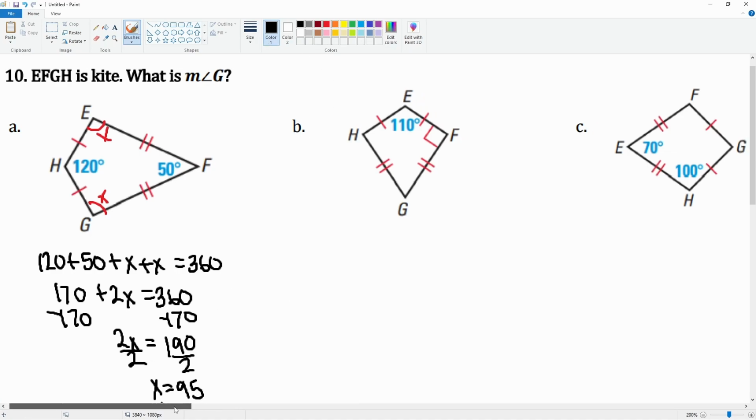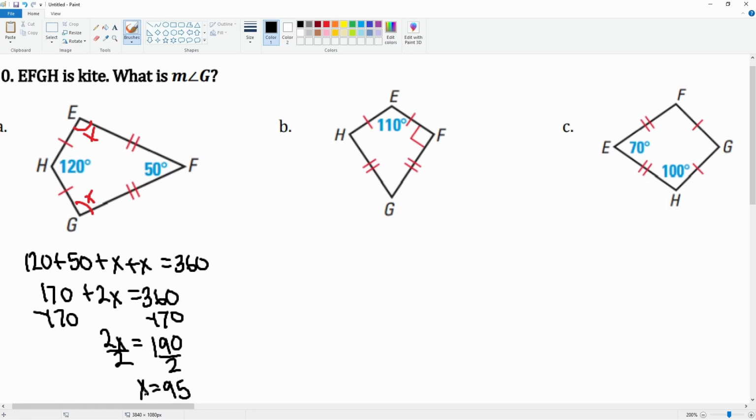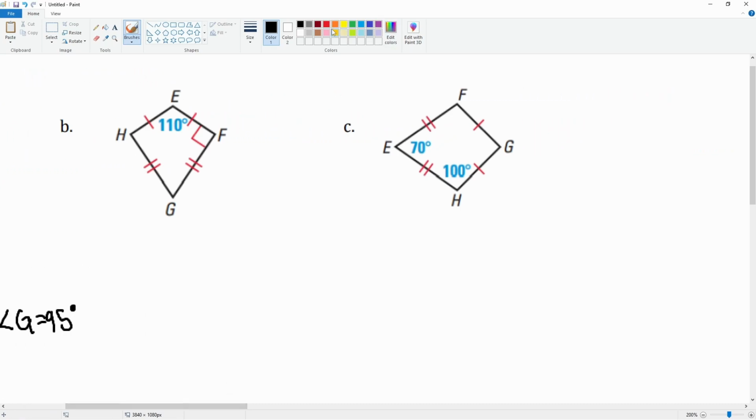All right, so angle G is equal to 95 degrees. B, notice that this is 90 degrees and this is 90 degrees. So we can say 110 plus 90 plus 90 plus, I'm going to make x angle G, plus x is equal to 360.